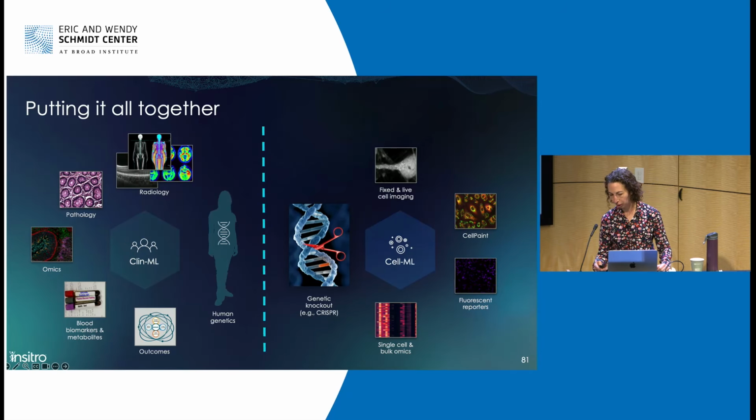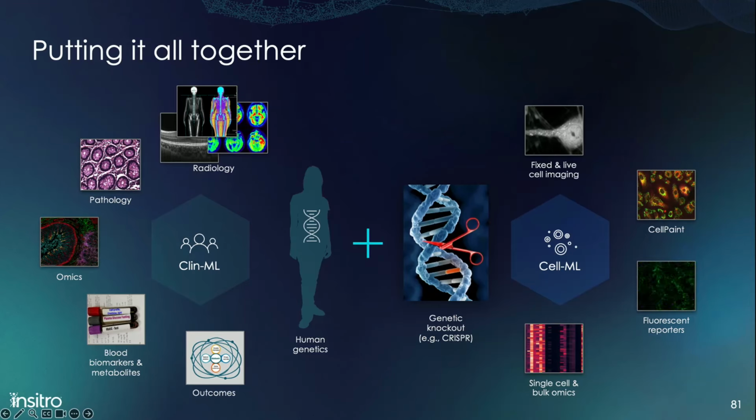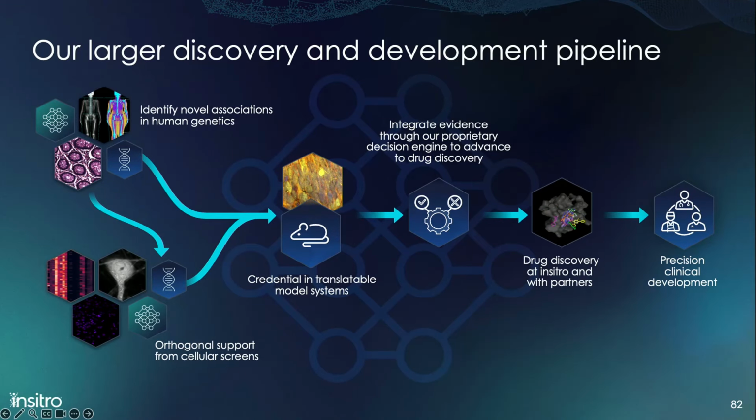One big lever that we pull is assuming that the sources of bias between these two sides are going to be different. So for targets that have support both on our clinical side and cellular side, we end up with increased confidence on those targets. So for our targets with that human genetic support and orthogonal support from our cellular screens, we then pass them to in vivo credentialing, like I talked about in MASH.